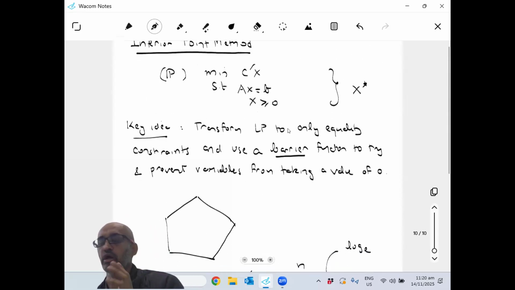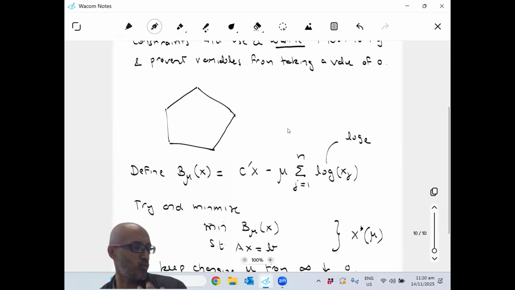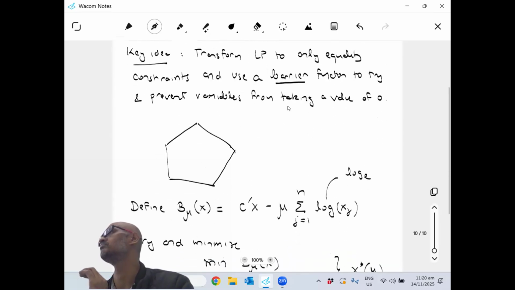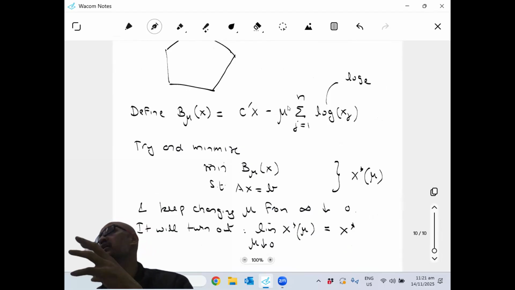So is that broadly clear? Okay, we'll explain what happens exactly. For each different mu, you have to solve it for different mu, you have to change mu, and actually you won't even solve it exactly. You will solve it using Newton's method. I will explain that.